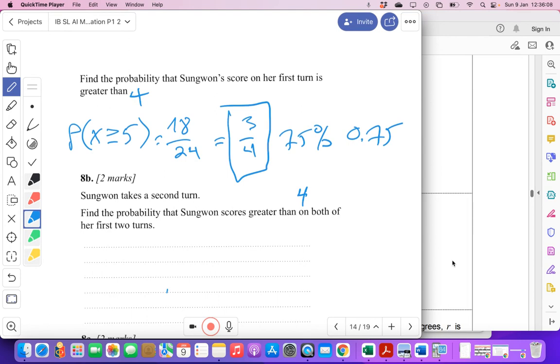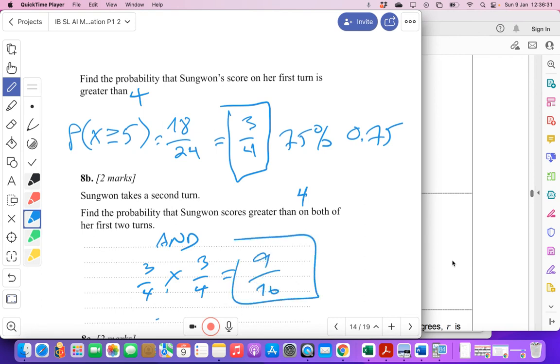So again, these are independent events. We need to have an "and", and "and" means multiply. So all we have to do is 3/4 times 3/4 because it doesn't change. It's not dependent, it's independent. So I get 9 over 16 for that answer.